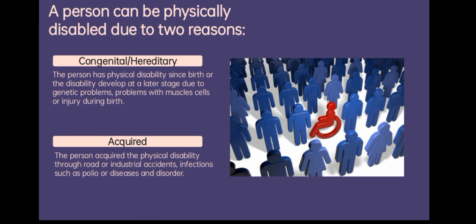A person can be physically disabled due to two reasons. The first is congenital or hereditary, meaning it is acquired from the genes. The person has the physical disability since birth, or the disability develops at a later stage due to genetic problems with muscle cells or injury during birth. The second is acquired. The person acquires a physical disability through road or industrial accidents, infections such as polio, or diseases and disorders.